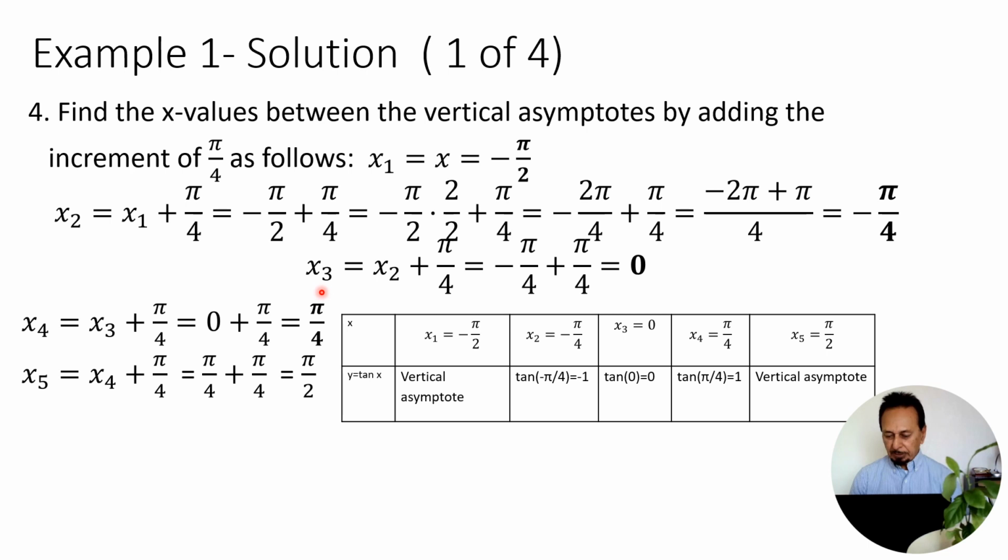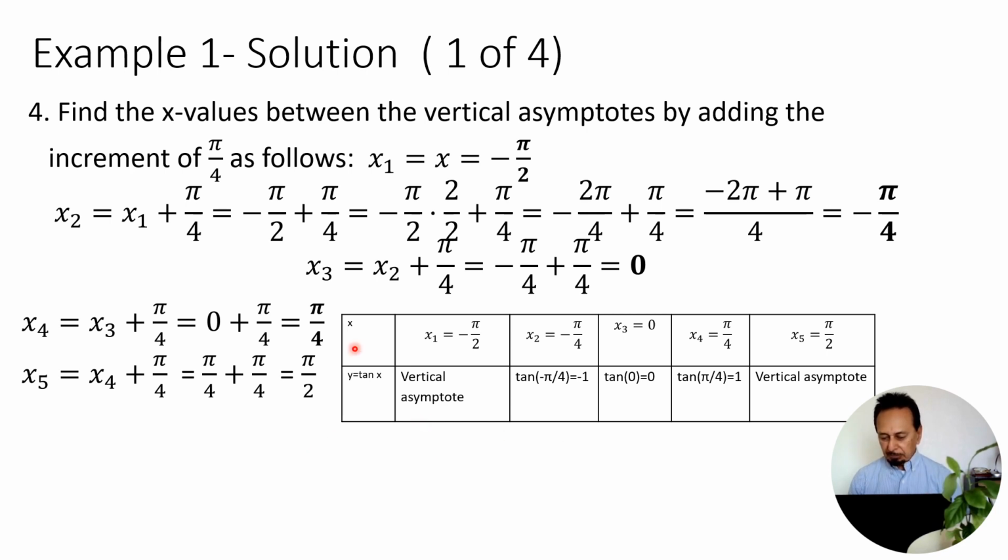To get the third point, you add pi over 4 to the previous point, so x2 plus pi over 4, which is negative pi over 4 plus pi over 4, becomes 0. To get the fourth point, you add pi over 4 to 0, so it gives you pi over 4. To get the fifth point, the last point, add pi over 4 to x4, so pi over 4 plus pi over 4 becomes pi over 2.